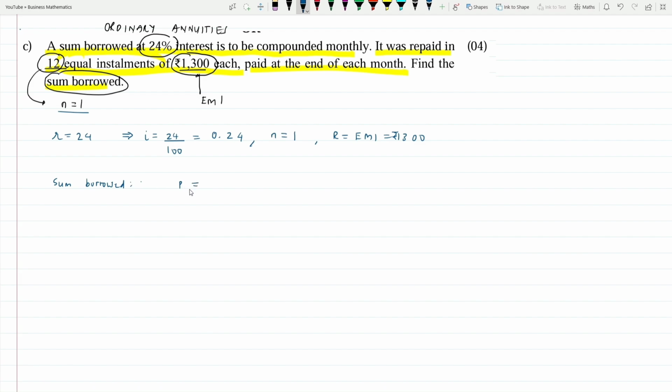We have P is equal to R into 1 minus 1 upon 1 plus i raised to n, divided by i. Now, since the installments are monthly, we will attach a factor of k equal to 12 in the formula. That will be fitting over here as well as here. So I'll make the changes here itself. Instead of n, we will have 12n, and instead of i at both the places, we will have i by 12.